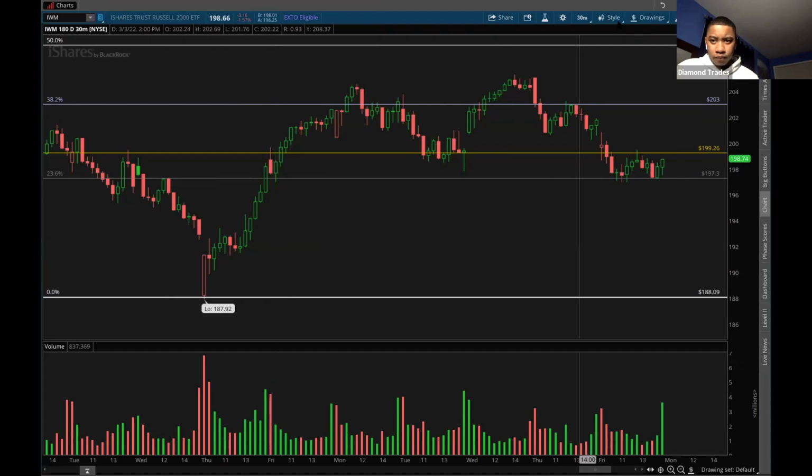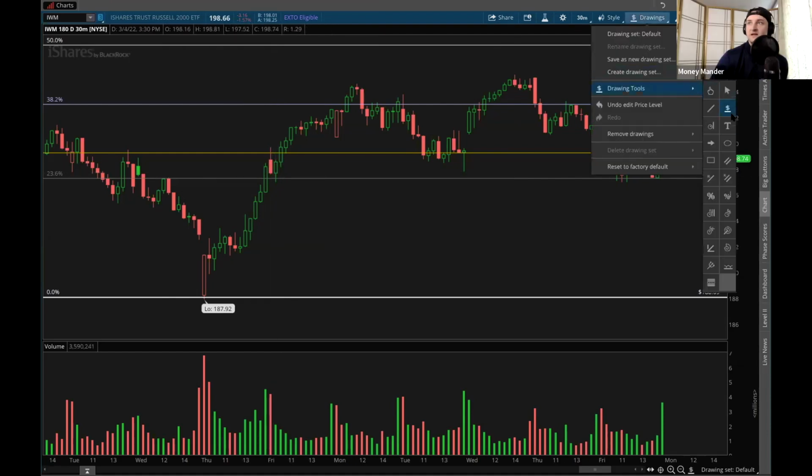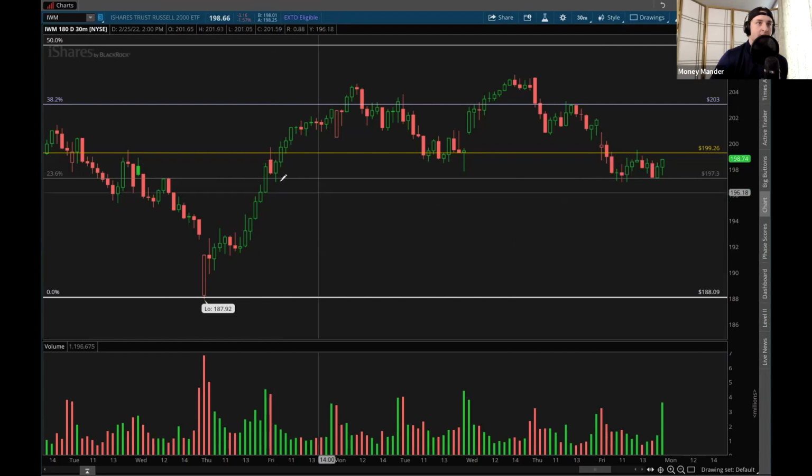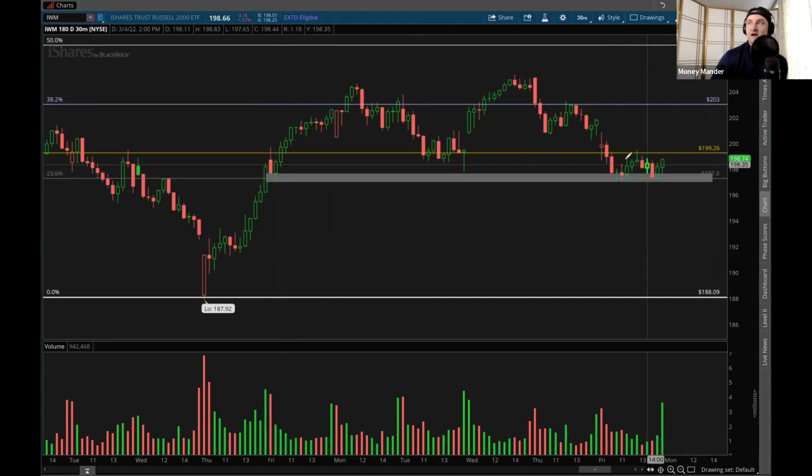Yep. If you do a little demand zone with that and take it all the way out, you'll see that's right where we got our bounce Tuesday into the close. And then again, that acted as support on Friday.